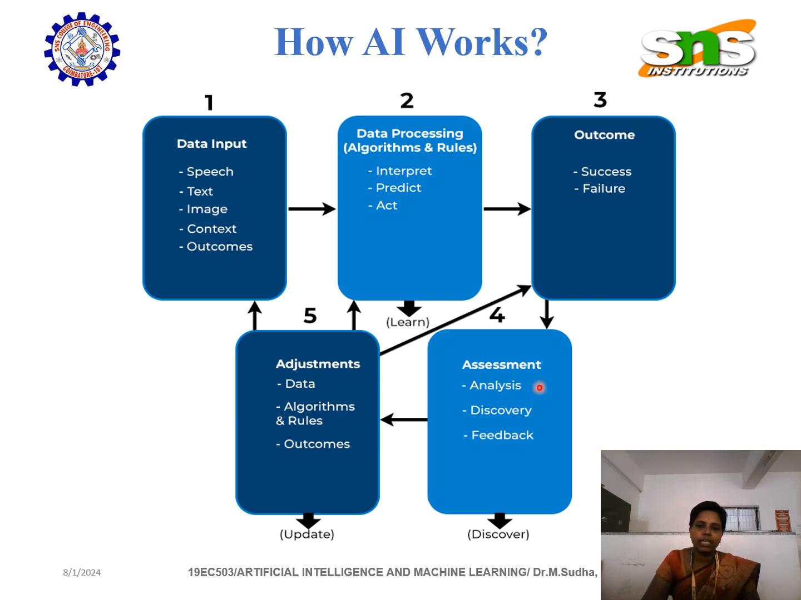Then we will do the analysis, discovery, and feedback. If it is success, we analyze how efficient it is. If it is failure also, we do the analysis, discover where it lagged, and get the feedback, so that we can improvise in the next stage. That improvisation is done in the 5th stage, called adjustments: data, algorithm, rules, and outcomes. We have already given the input data, so we adjust it, and the algorithm and rules may also get some adjustment, so that we can get the outcome in an efficient manner.